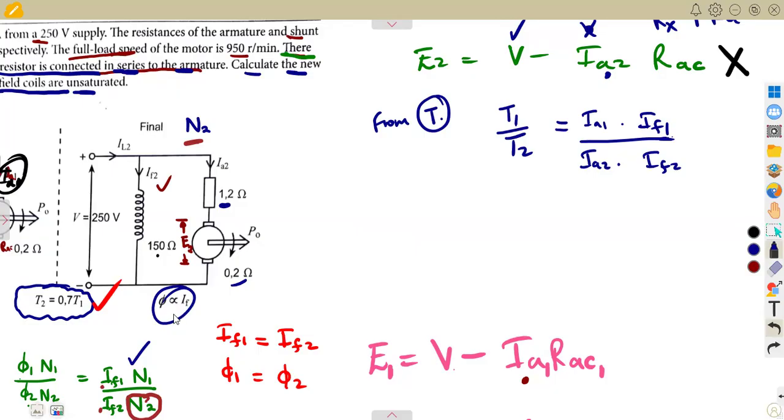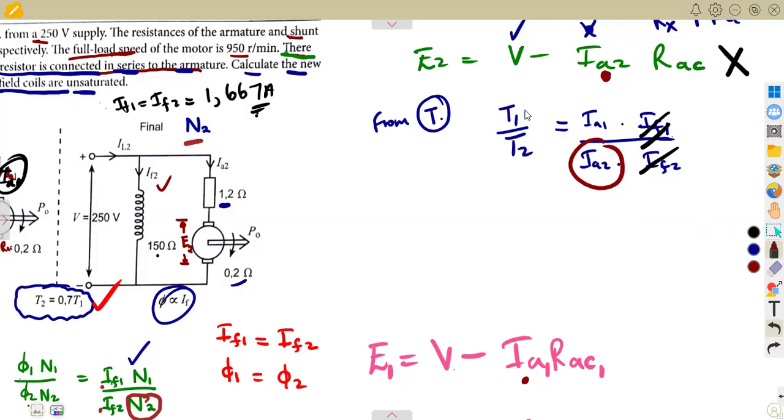Remember we calculated these two before, the field current 1 and the field current 2, and we saw that they were the same, something like 1.667 amps. So if they are the same, we can remove them from our formula. We are just left with T1 over T2 equal to armature current 1 over armature current 2. Remember, what you need to calculate is armature current 2. This is what is missing on our formula.